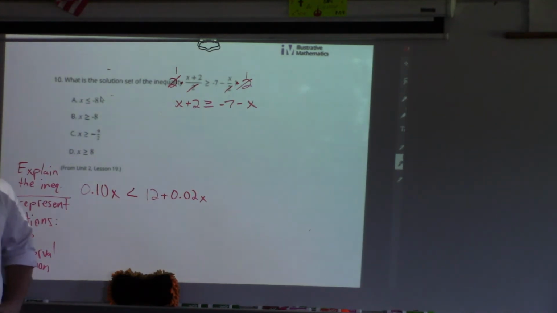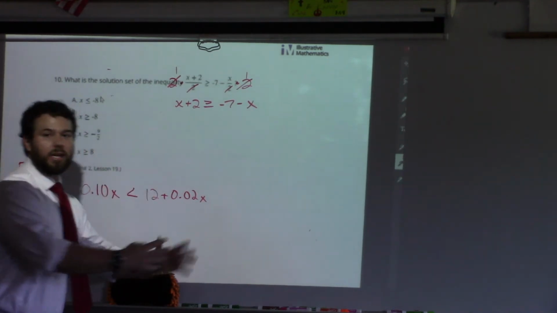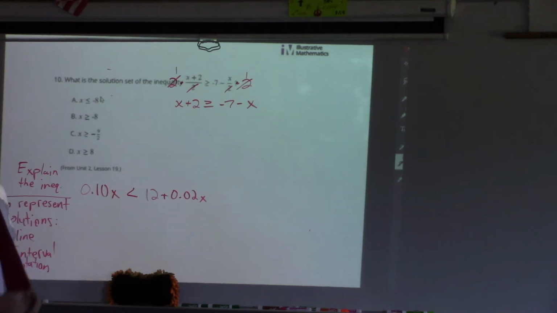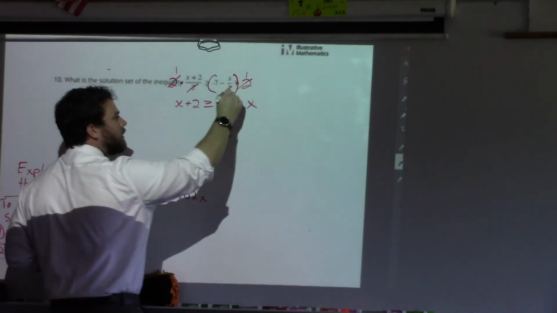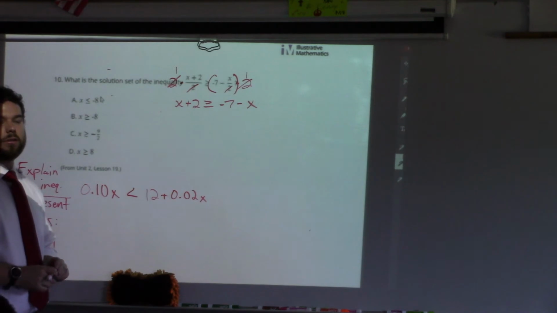Or did I? Why not? Did I multiply that 2 by the negative 7? No. If I'm multiplying both sides of the inequality by 2, I have to multiply the whole right side by 2, right?